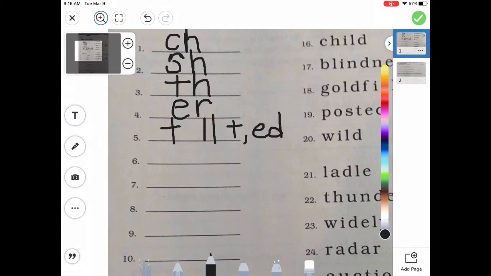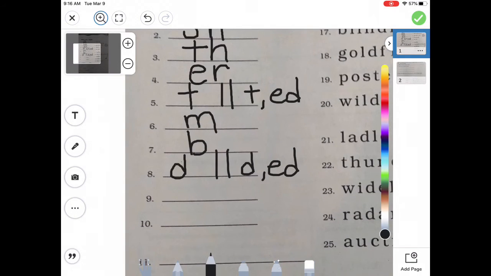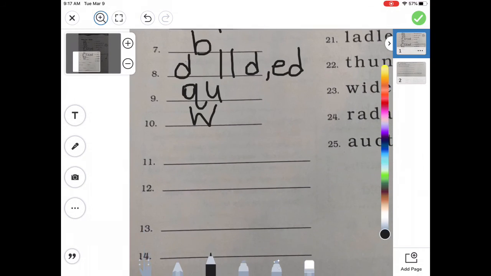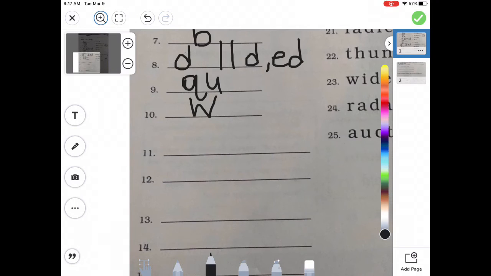All right, what about the M sound? M, good job. What about the B sound? B, perfect. How about the D sound? It can be D, or it can be ED at the end. Remember, ED can sometimes just sound like D. All right, and then what about Qu? Q, U, perfect. And then what if I want to spell the W sound? W, good job.